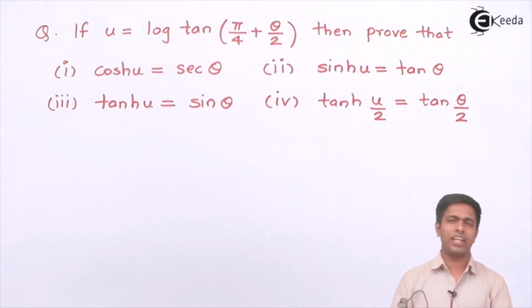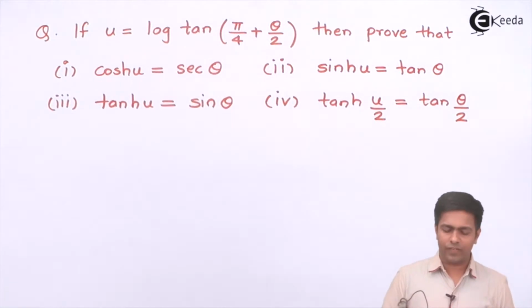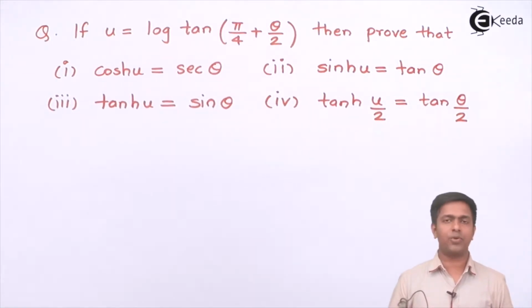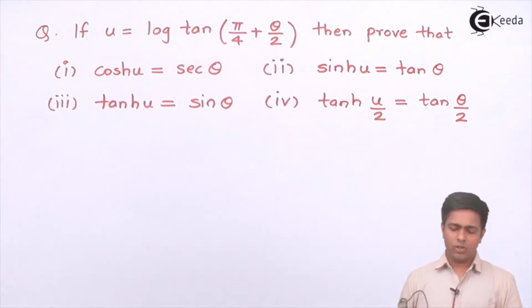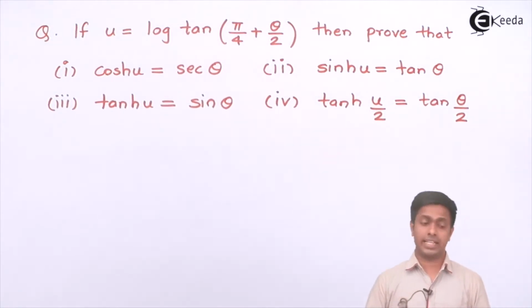Let's solve one more numerical on hyperbolic functions where u is given as log of tan of pi by 4 plus theta by 2, and we have to prove 4 results. So let's start with one result. The first result is hyperbolic cos u must be equal to sec theta.